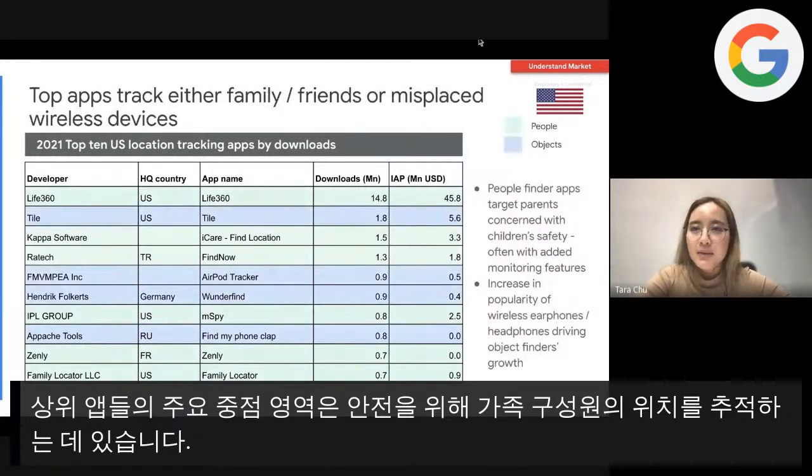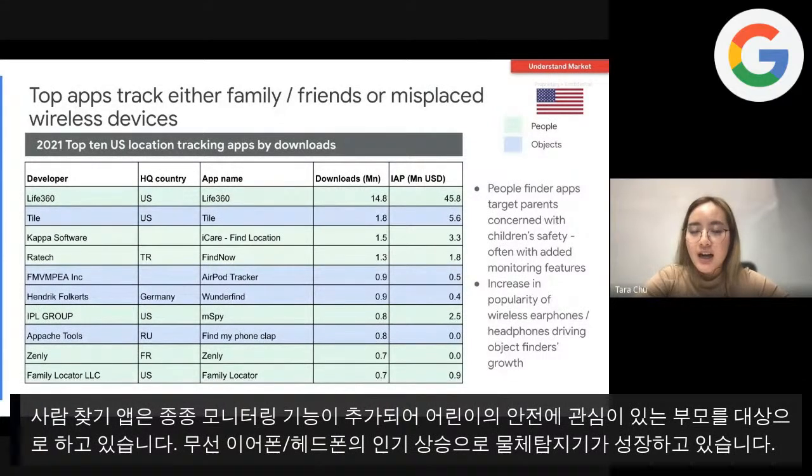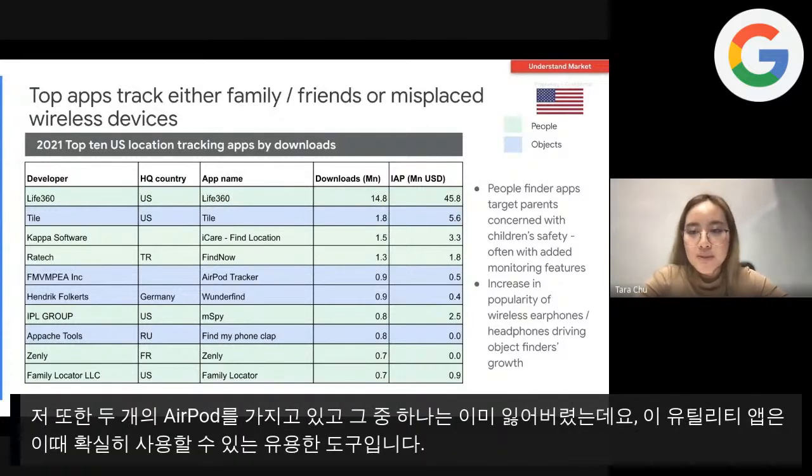At the same time, we also see another trend for young people in the US of tracking devices. For example, AirTag trackers had almost 1 million downloads just last year. So people definitely want to find a lost device. I have 2 AirPods and I already lost one of them, so this is definitely going to be a useful tool.